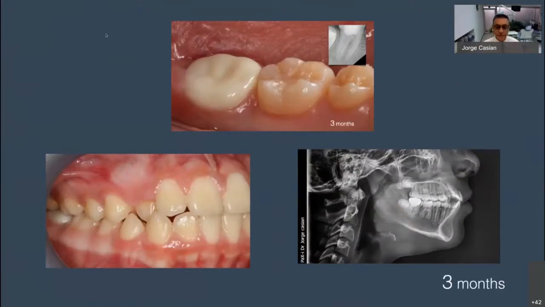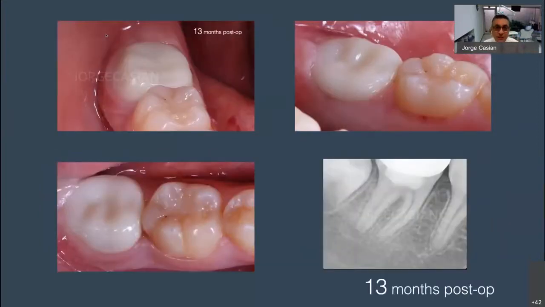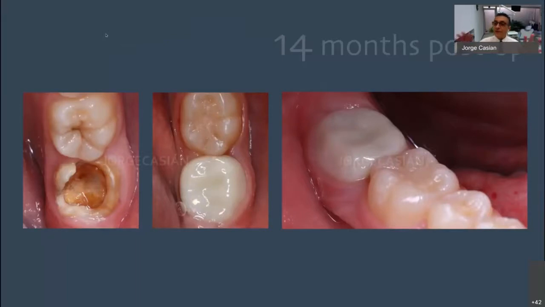3 months later, at this time, treatment that she needed. Her parents decided to wait a year. So after 13 months, they came back. And I took a lot of photos and, of course, an X-ray. So this is before and after 14 months.